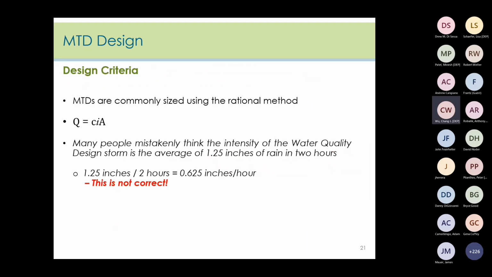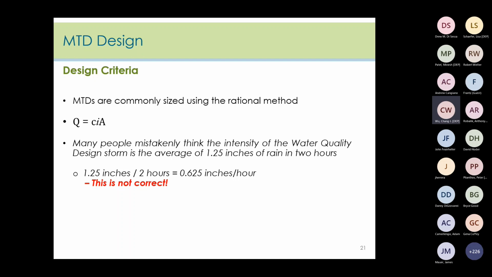So let's talk about the calculation of sizing an MTD. One of the criteria is the peak flow rate into the MTD. Normally you can estimate the peak flow rate by using the NRCS method or the rational method. And very often now, the rational method is used to size an MTD.